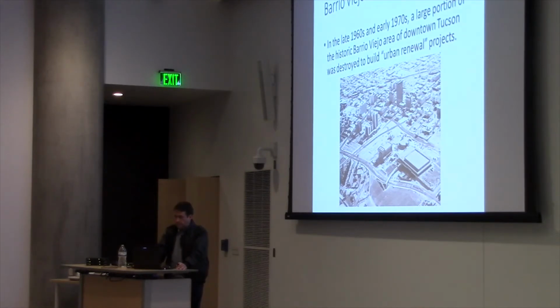In the late 1960s, early 70s, the Barrio Viejo district, which is right south of Congress and Broadway, right down in here, was destroyed to build urban renewal projects, the most prominent of which is the Tucson Convention Center. About half of the barrio was destroyed. And this here is an image from the 70s showing it under construction.